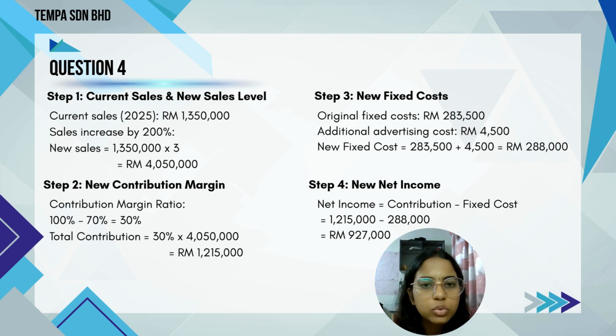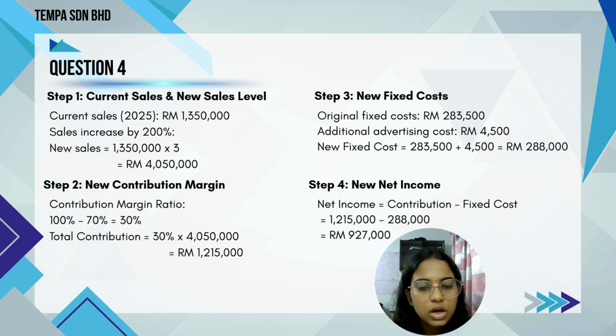First, the current sales for 2025 are RM 1,350,000. With a sales increase of 20%, the new sales level will be 3 times the current sales. Therefore, new sales are RM 4,050,000. Next, the contribution margin ratio is calculated as 100% minus 70%, which equals to 30%. Total contribution is then calculated as 30% of RM 4,050,000, resulting in 1,215,000.